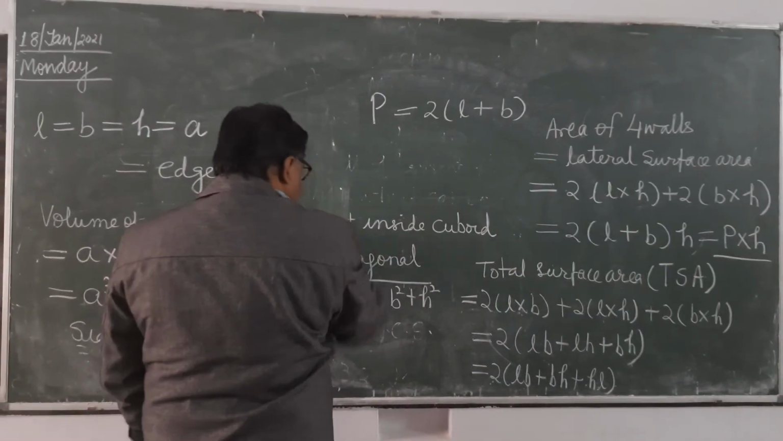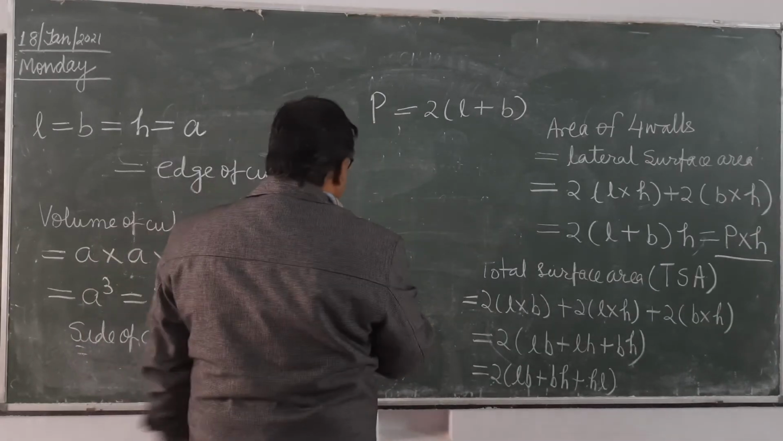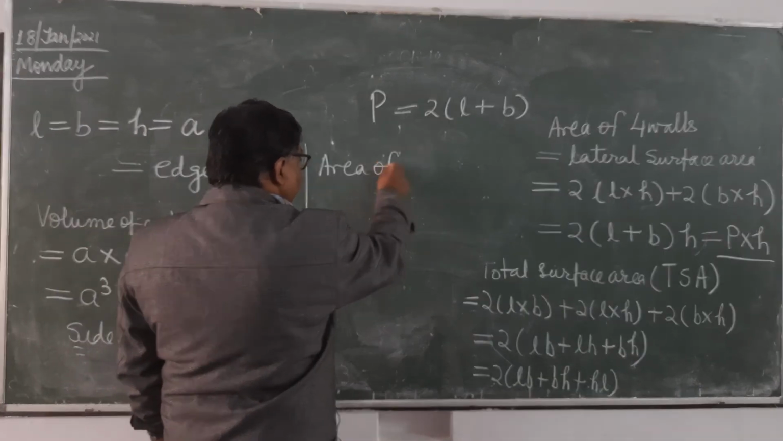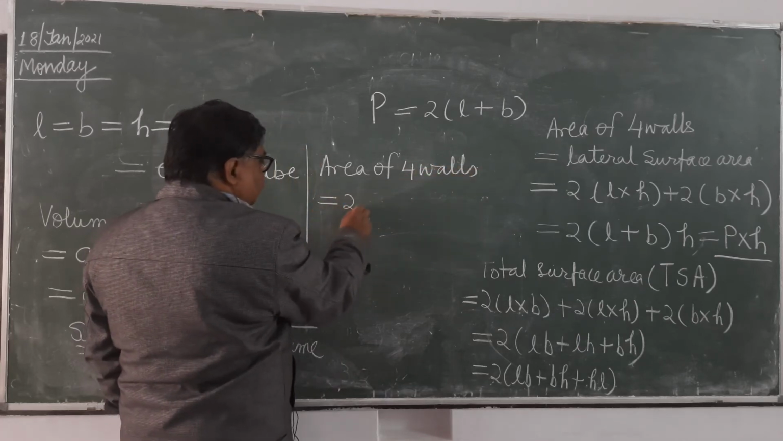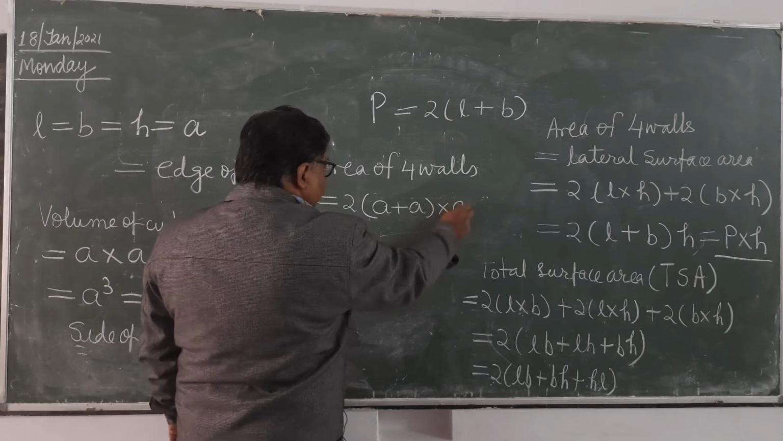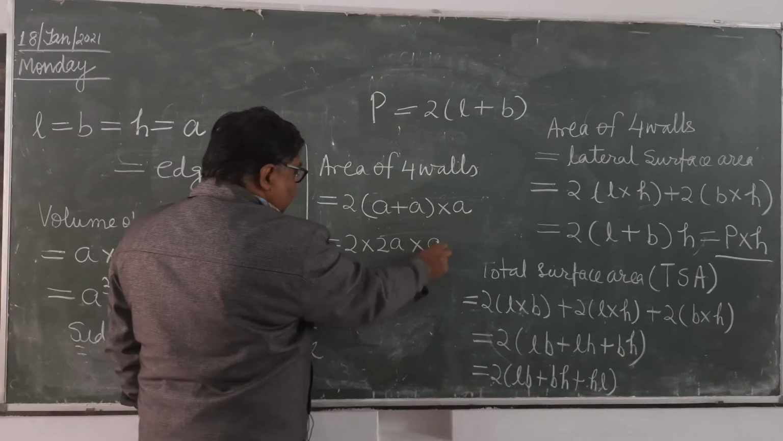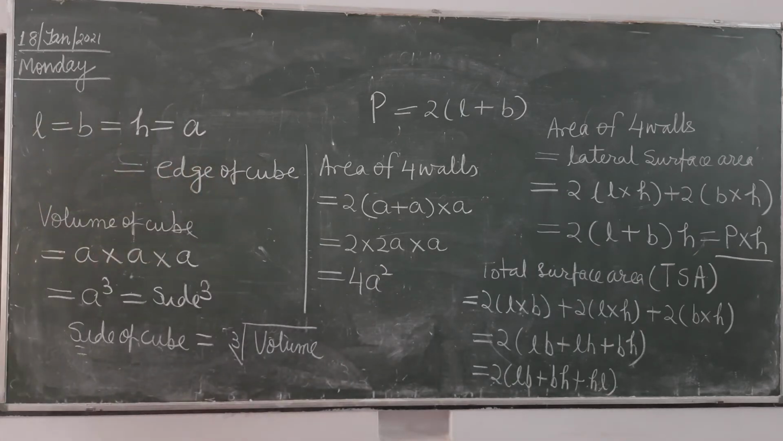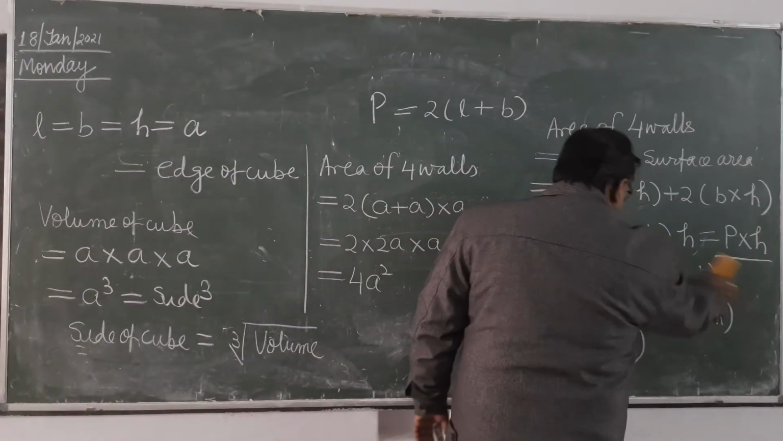Now after this, what is the area of 4 walls? Area of 4 walls. So you can see here 2 within bracket L plus B, that is A plus A, into height is A, that is equals to 2 into 2A into A, that is 4A square. It is 4A square, area of 4 walls. It's clear?